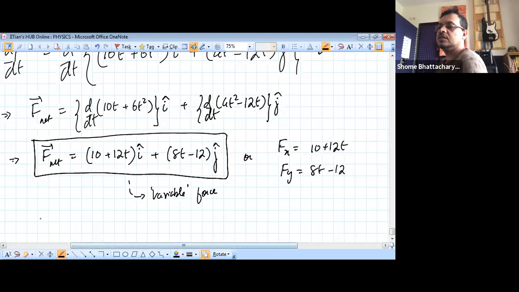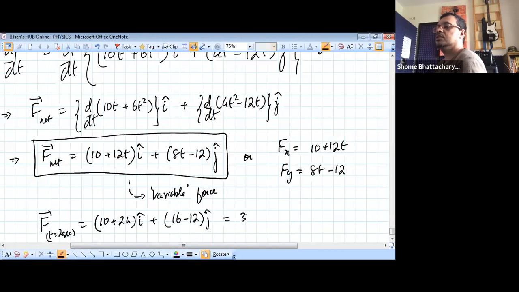Okay. So now we can see that we want to find the force at t equal to 2 seconds. What is the net external force at t equal to 2 seconds? So just substitute t as 2 here. So it will become 10 plus 24 i cap plus 16 minus 12 j cap, or it will become 34 i cap plus 4 j cap in newtons.